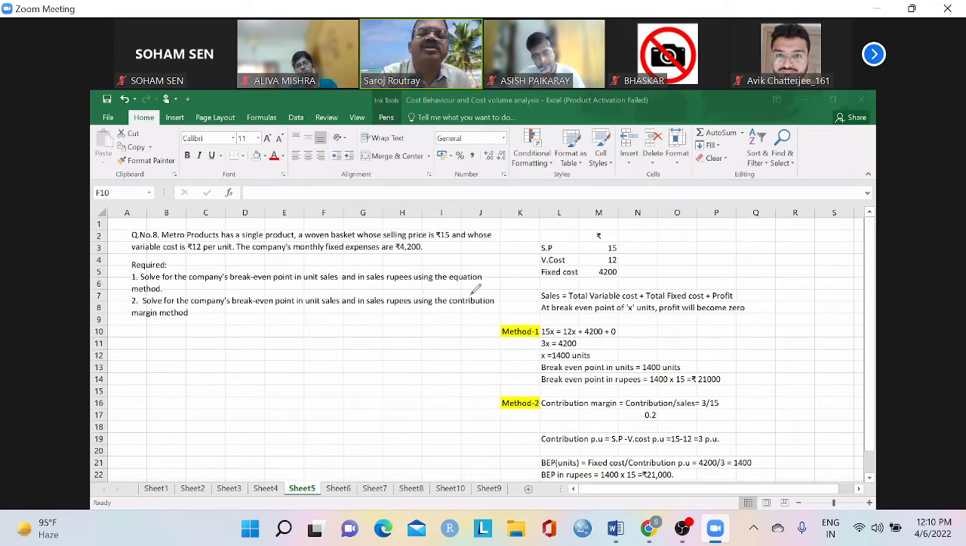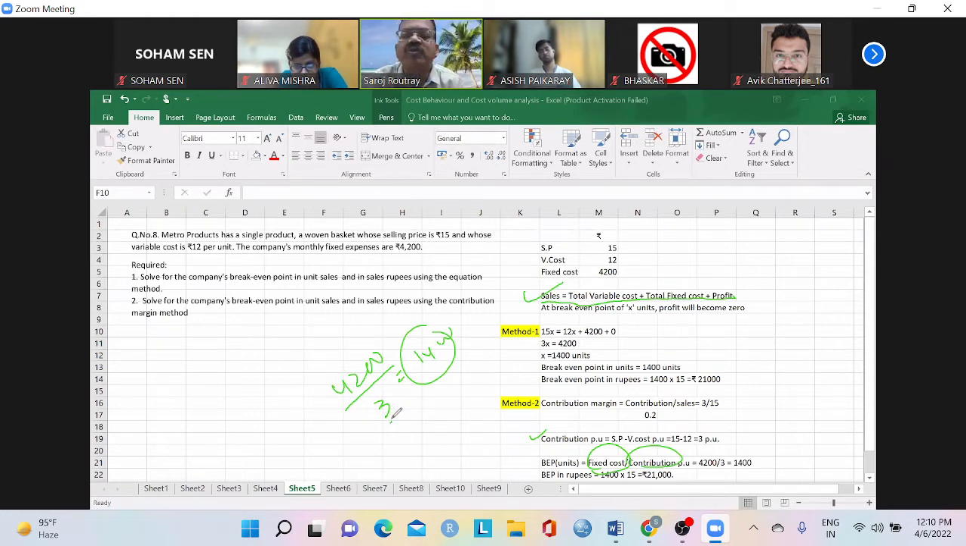How to find out this? There are two ways. I think I already have discussed this equation method. Equation says sales is equal to total variable cost plus total fixed cost plus profit. And the other method is contribution formula method. You either take contribution per unit, divide fixed cost by contribution per unit. The way I had done 4200, I divided it by 3 for 1400. That way, or you can find out the contribution margin ratio, and fixed cost divided by contribution margin ratio will also give you BEP, but not in units, but in rupees.